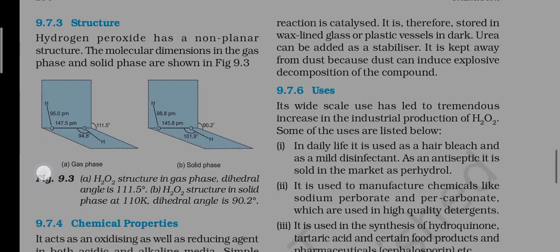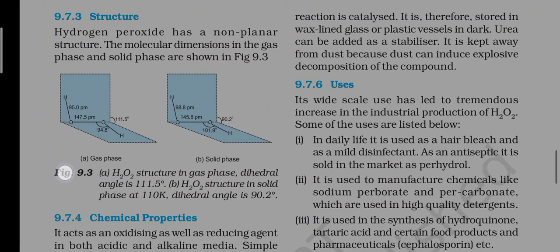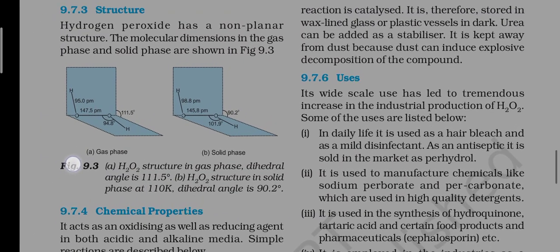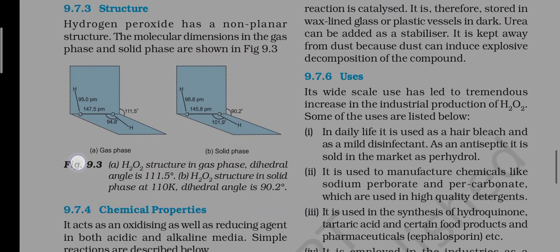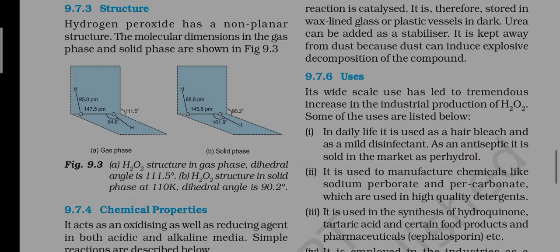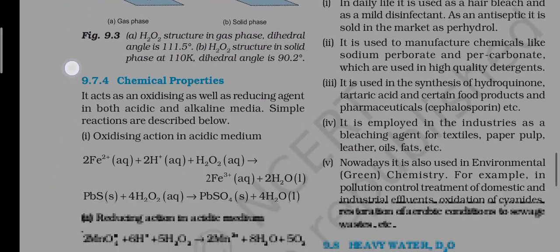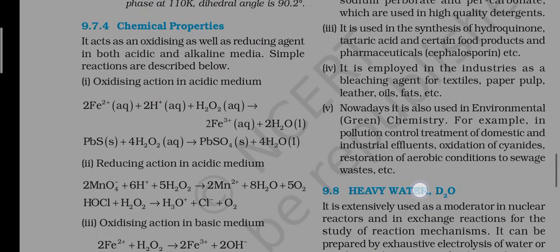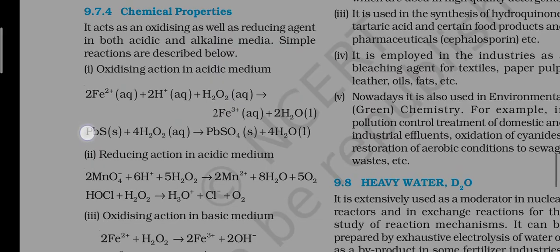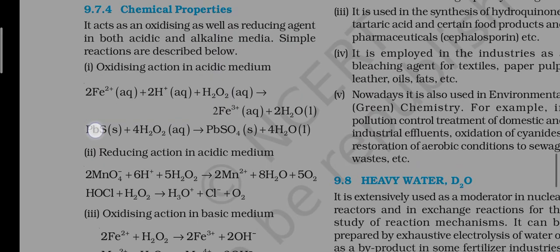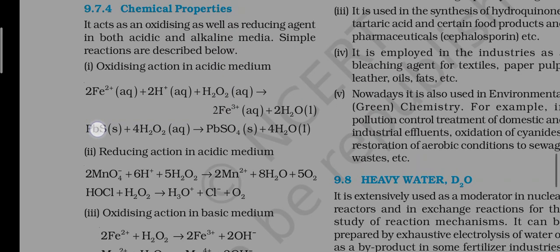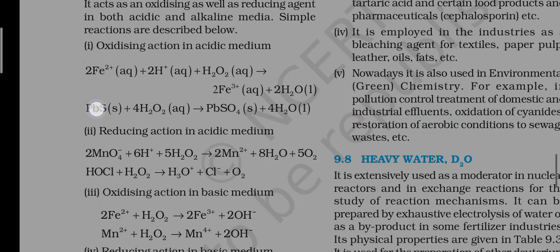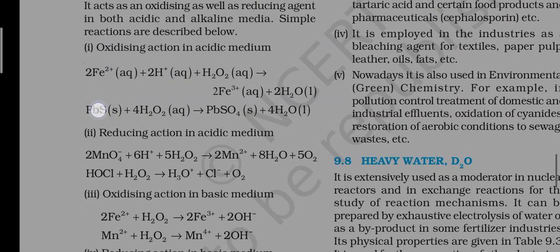Next is structure of hydrogen peroxide. It has a non-planar structure. The molecular dimensions in the gas phase and solid phase are given in the figure. Chemical properties of hydrogen peroxide. It acts as an oxidizing as well as a reducing agent in both acidic and alkaline media. Simple reactions are described below.